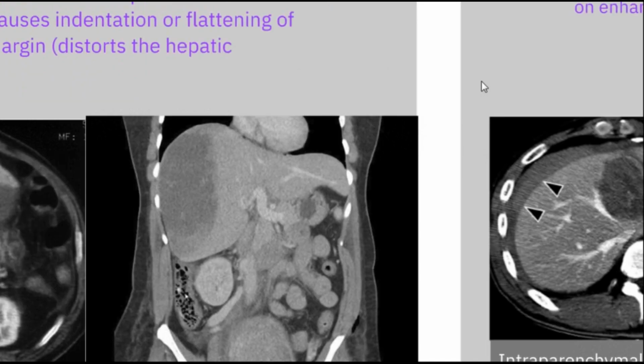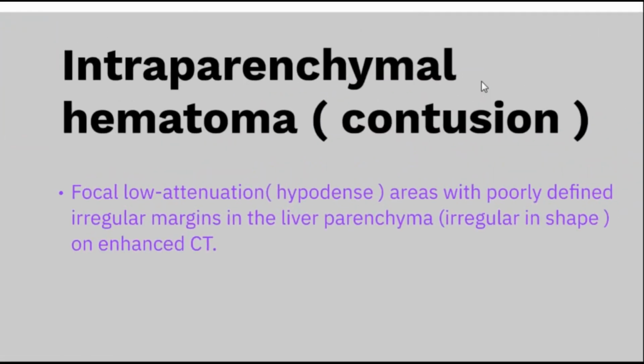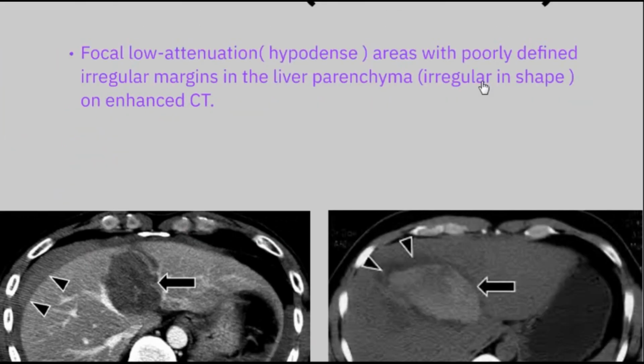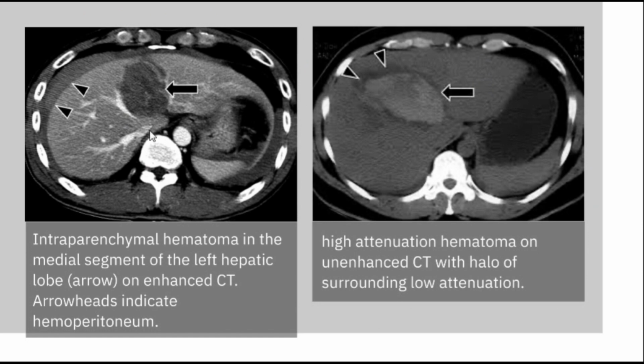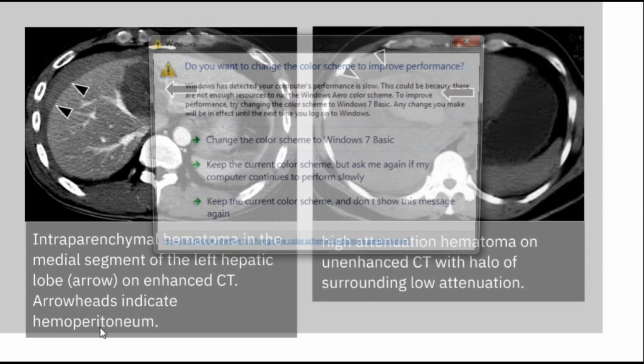Okay, so what other additional features can we see on the CT scan? Of course, we can see intraparenchymal hematoma. Look, it's an area of hypodensity, usually ill-defined. Usually we investigate with contrast enhanced CT scan, but if we do a native CT scan, it will be hyperdense. But most likely we see this hypodense area, and we can also see an area of low density around the liver, which indicates that there is also hemoperitoneum.